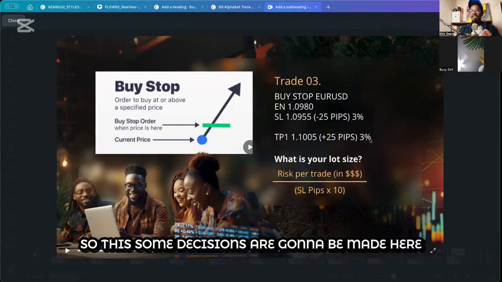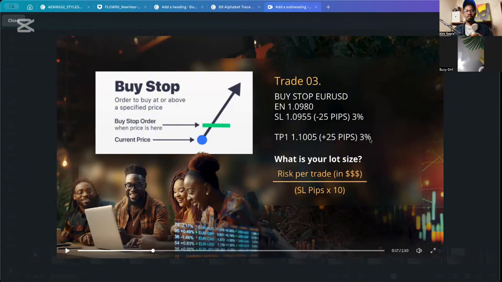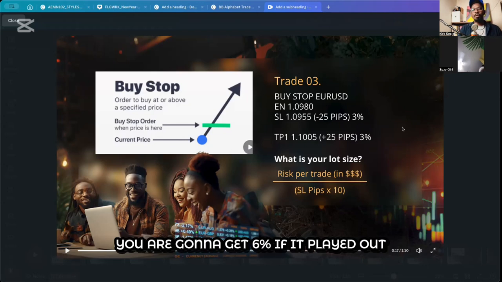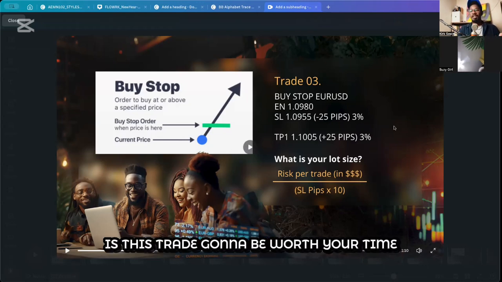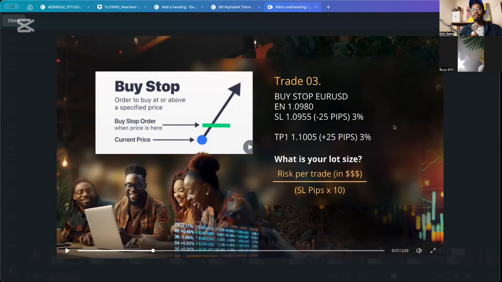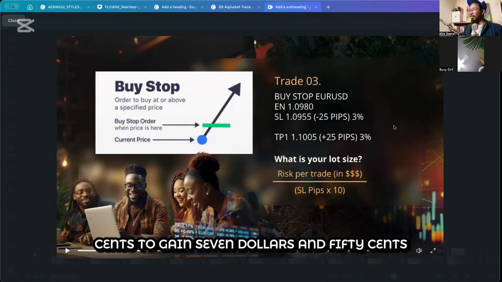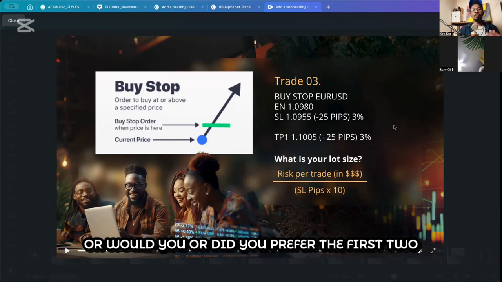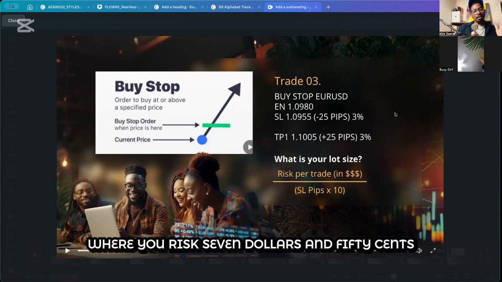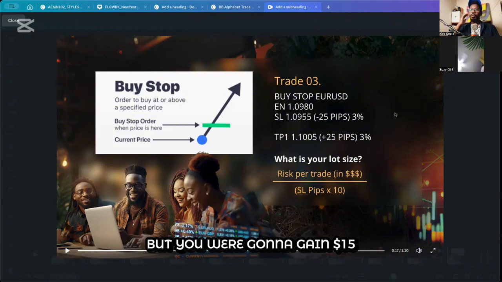So some decisions are going to be made here. The first 2 trades, you were going to get 6% if it played out. You have a decision. Is this trade going to be worth your time? Is it worth risking $7.50 to gain $7.50? Or did you prefer the first 2 where you risked $7.50, but you were going to gain $15?